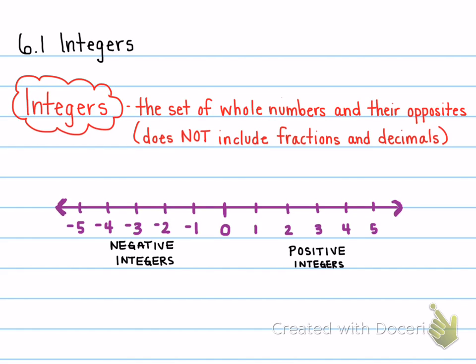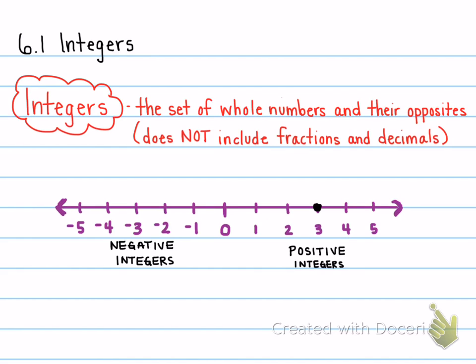So now if I asked you to plot a number on the number line, what you have to do is you just have to put a point on that spot. So if I say I want you to plot the number 3, what you do is you go to the number 3 and you put a dot on it. So I've just plotted number 3.